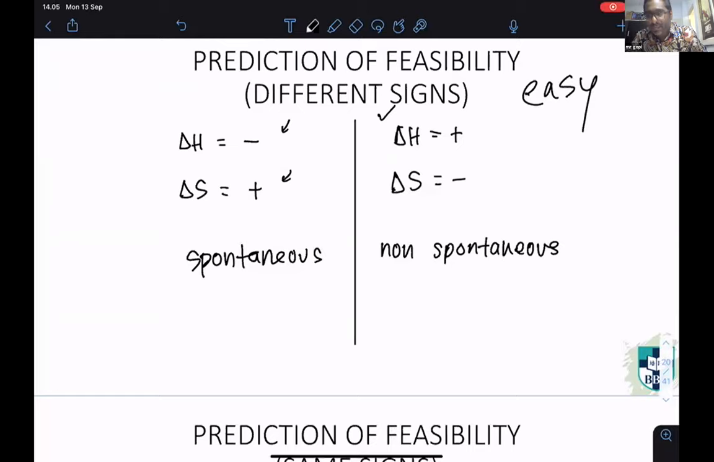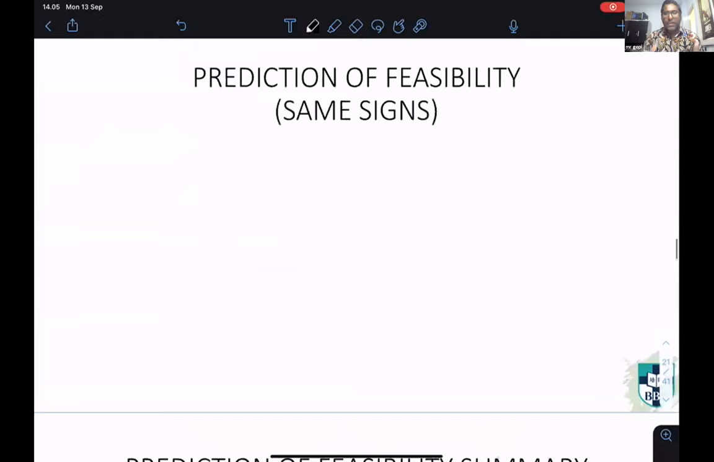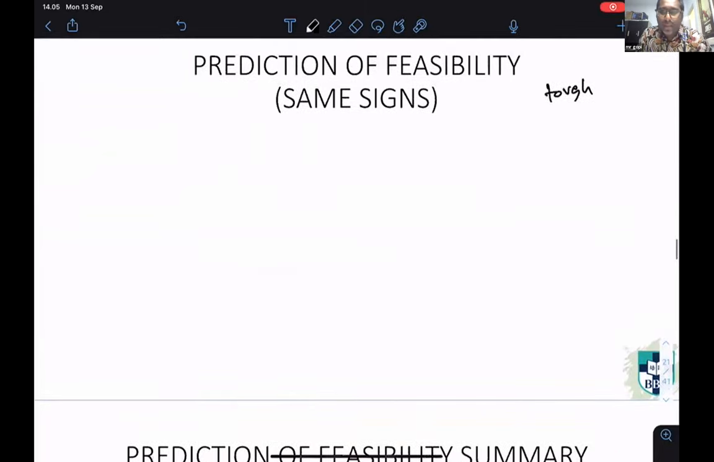Very, very easy, okay? I will pass this PowerPoint slide to you, yeah? So the one that I've written, you still do not need to worry about it, yeah? So if you look at the prediction of feasibility of same signs, this one is a bit tough, okay? I'll just put over here. It's a bit tough. Okay, but this something that is tough also, we can make it simple. How? I'll teach you. Imagine this is solid.